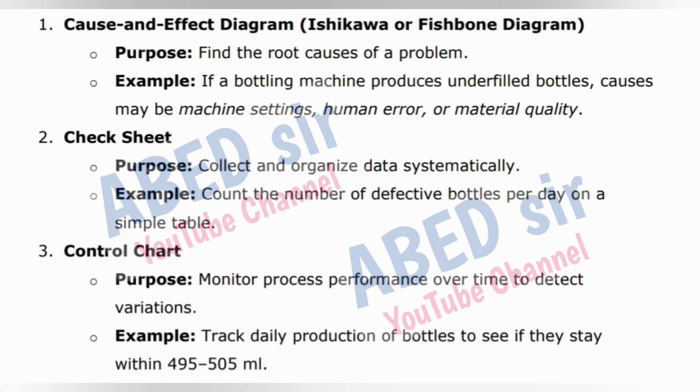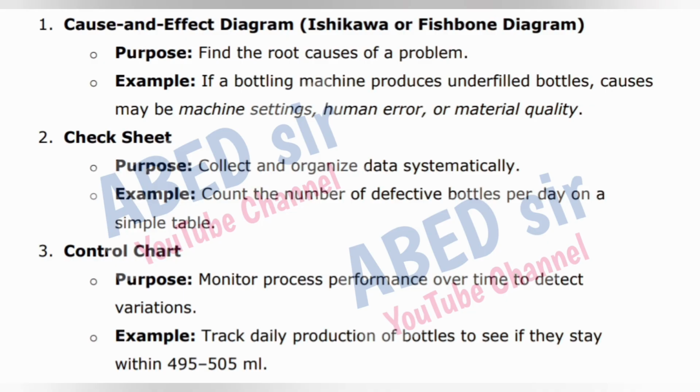1. Cause and effect diagram, Ishikawa or fishbone diagram. Purpose: find the root causes of a problem. Example: if a bottling machine produces underfilled bottles, causes may be machine settings, human error, or material quality. 2. Check sheet. Purpose: collect and organize data systematically. Example: count the number of defective bottles per day on a simple table.